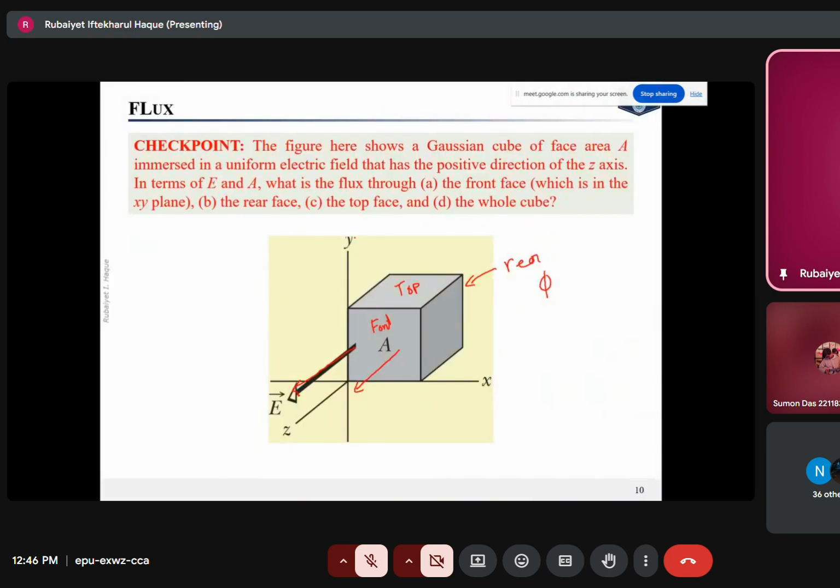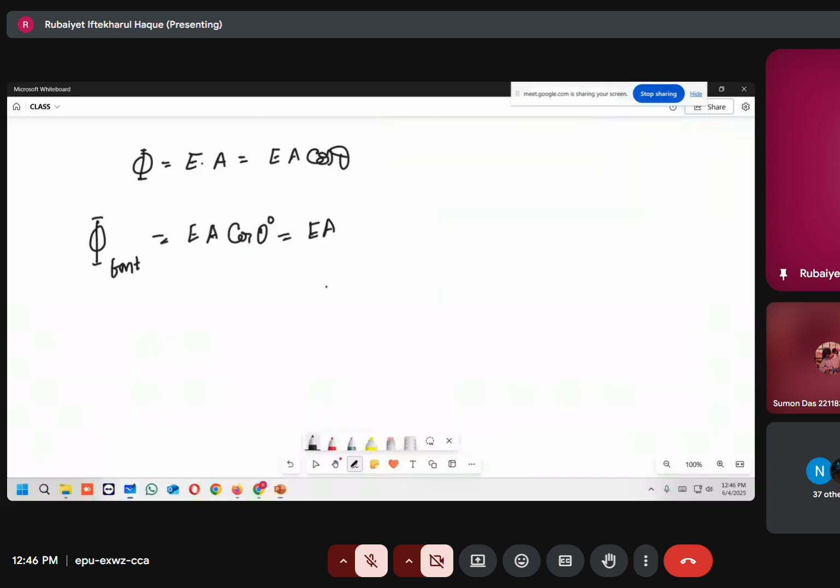Okay, now the rear face. What is the rear face part? That one I cannot see. So the rear face will be EA, that direction, cos 180. So that means for the rear it will be negative EA. Cos 180, yes, this one. So minus EA.